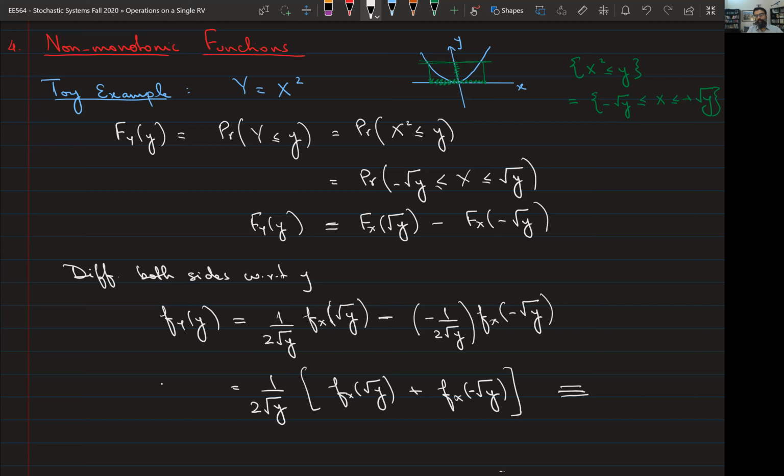Okay, now this was all good. This was, I mean, conceptually very, very nice. But the problem here is, what if I gave you a function which had 4 roots, or which had 10 roots, or which had 20 roots? We have to have some sort of generalization, some general relationship which we can go ahead and apply to any monotonic function that we come across.